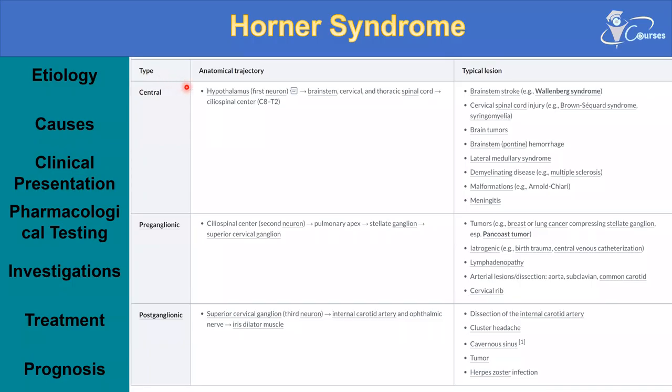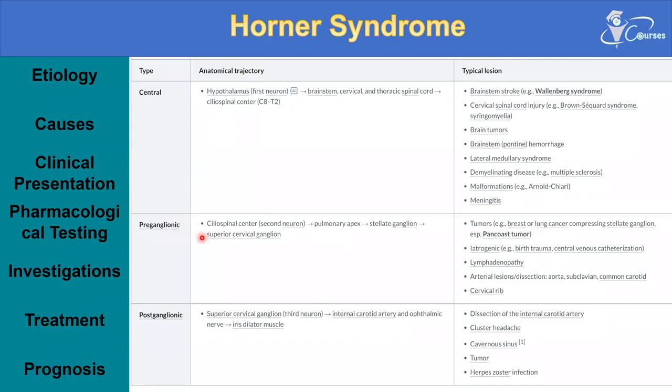Central, starting from any lesion involving the hypothalamus with the central fibers passing through the brainstem, cervical spinal cord, thoracic spinal cord, and the ciliospinal center of Budge, which can be due to brainstem stroke such as Wallenberg syndrome, spinal cord injury such as Brown-Sequard syndrome and syringomyelia, brain tumors, brainstem hemorrhage or pontine hemorrhage, lateral medullary syndrome, demyelinating disease or multiple sclerosis, malformations such as Arnold-Chiari syndrome, and meningitis.